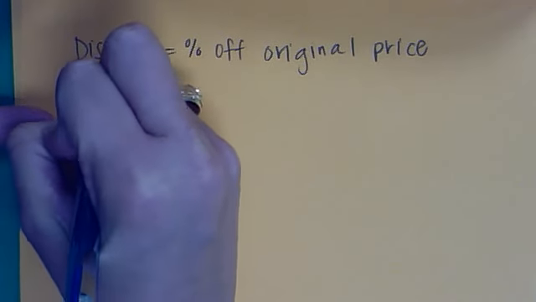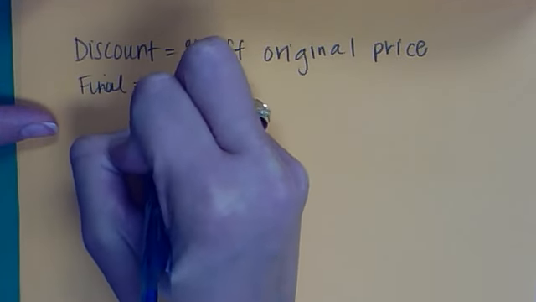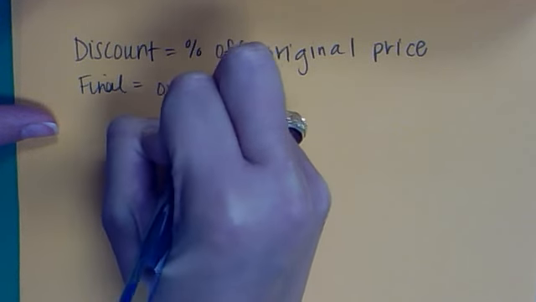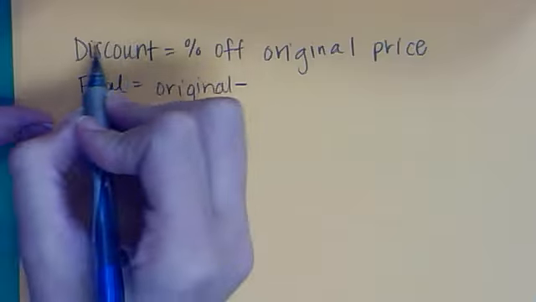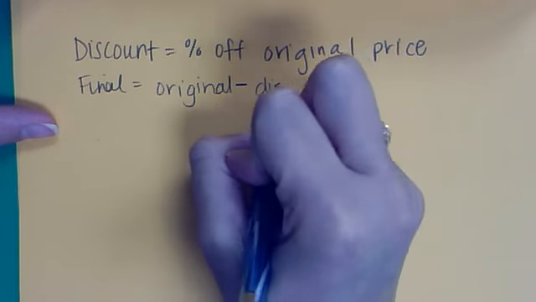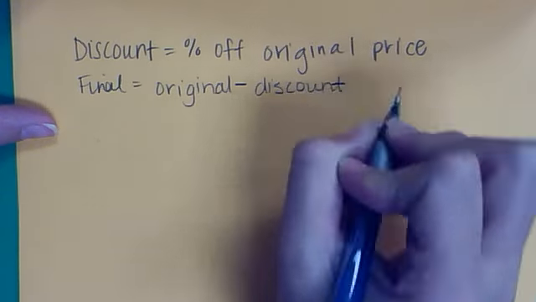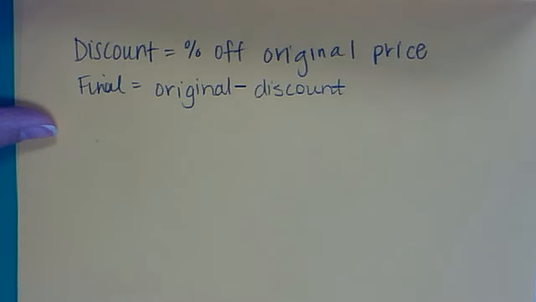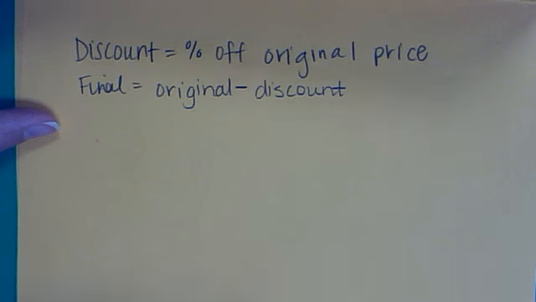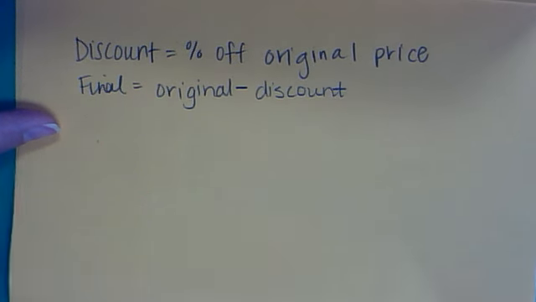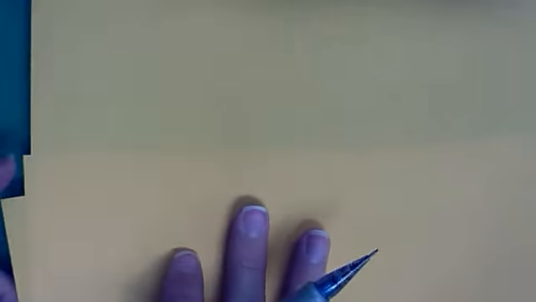To find the final price of an item, we do the original price minus this piece up here that we found, the discount. And when we do the discount, we're doing an amount that we're discounting off, even though it starts out as a percentage. So we're not doing the original minus the percent. We're changing it into money and then calculating that. Let's look at an example of that on the back side here.